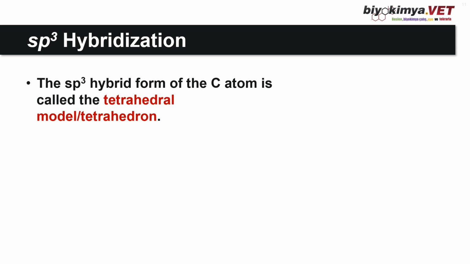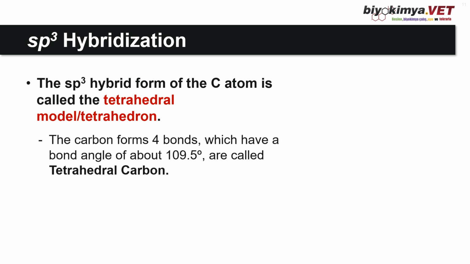Because organic chemistry and biology rely on the carbon atom, we will begin with that element. Carbon's diversity in the formation of complex compounds is only conceivable due to hybridization of its electrons. And one of the hybridization types is the sp3, which we call the tetrahedral carbon or tetrahedral model, or shortly, tetrahedron. The carbon forms four bonds which have a bond angle of about 109.5 degrees, and this is the tetrahedral carbon.